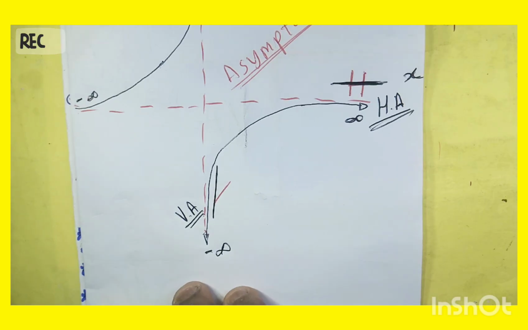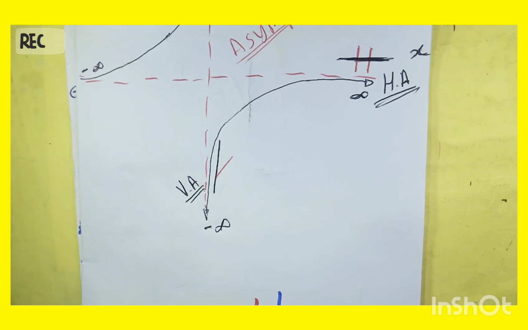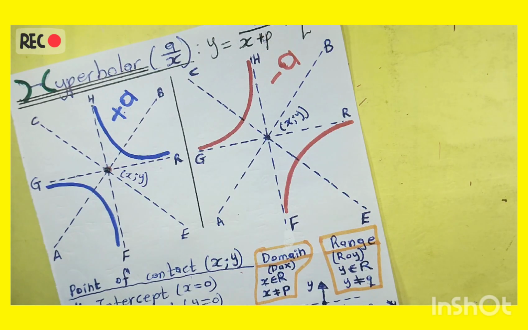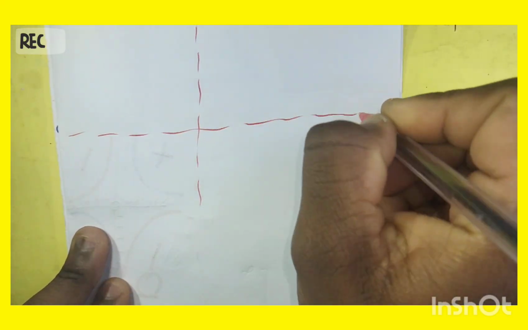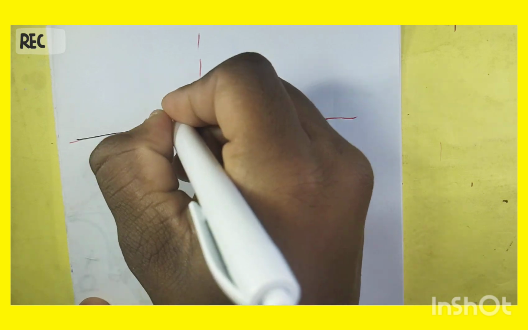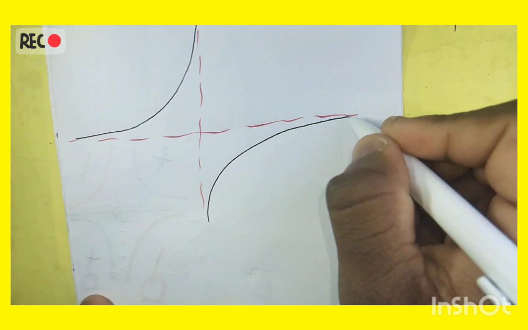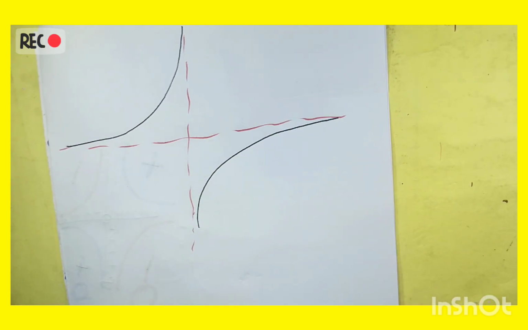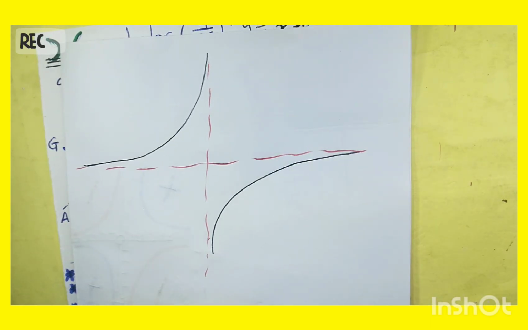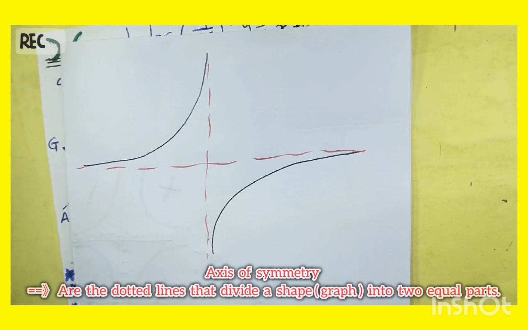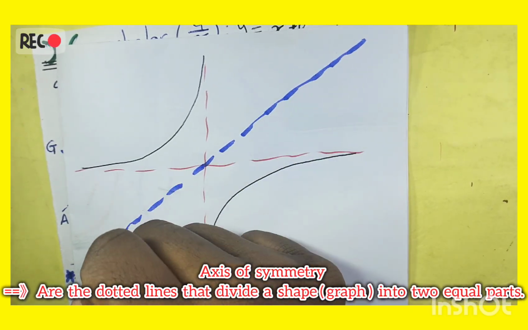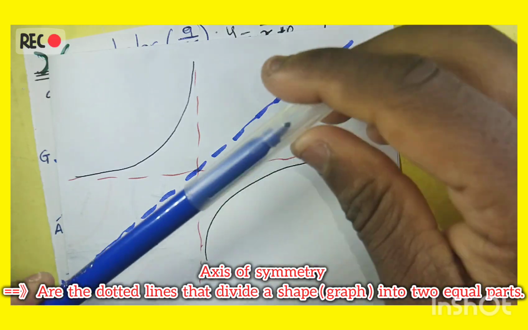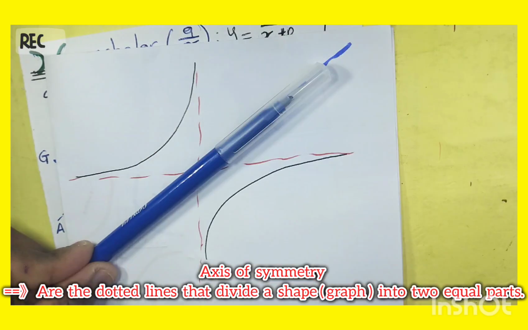So now let's talk about the axis of symmetry. Coming to the axis of symmetry, guys, if this is our graph like this, that graph can be like this and it can be like this. What I need you to understand, guys, is that the axis of symmetry is the dotted line that divides that shape into two equal parts. It can divide it like this into two equal parts.